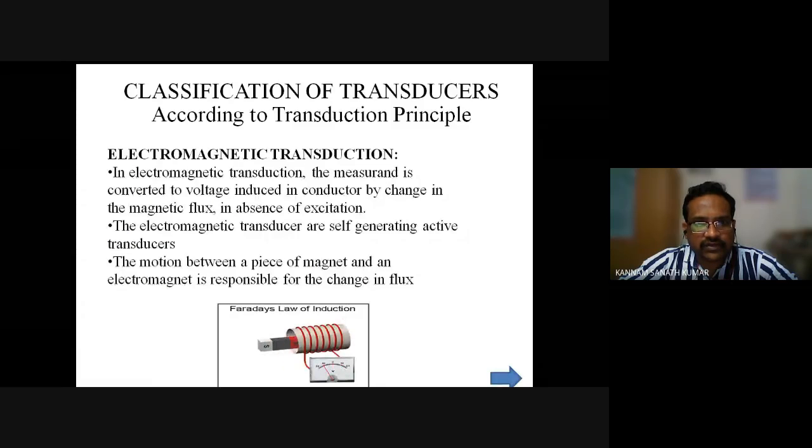Classification based on electromagnetic transduction: here there will be a fixed coil, and this is a permanent magnet moving between this coil. So when you are moving this permanent magnet near this fixed primary coil, what happens? Due to the electromagnetic effect, a voltage will be induced. When you keep it stationary, there will be no voltage. When you move it, a voltage is induced, based on Faraday's law of induction.